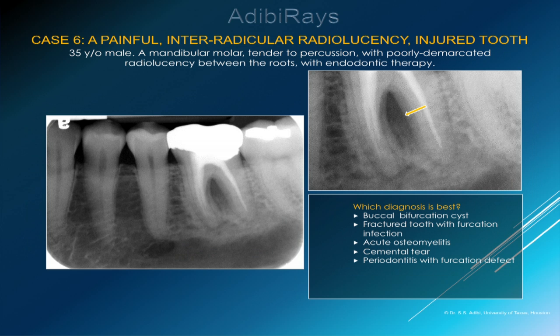This case is a 35-year-old male with a mandibular molar tender to percussion, with a poorly demarcated radiolucency between the roots, along with a history of endodontic therapy of the tooth. Which diagnosis fits best to this scenario? Buccal bifurcation cyst, fractured tooth with furcation infection, acute osteomyelitis, cemental tear, or periodontitis with furcation defect.